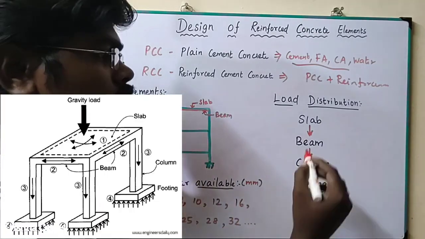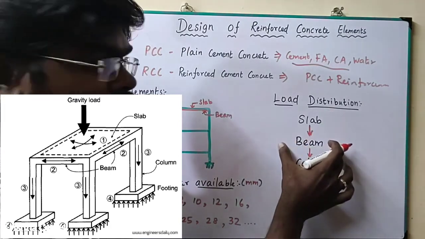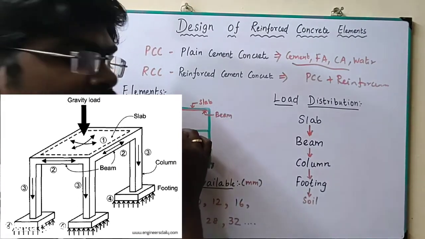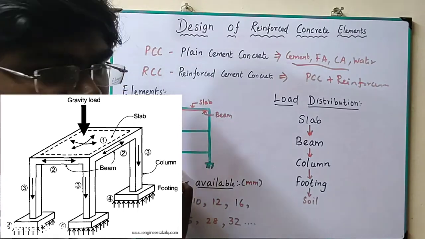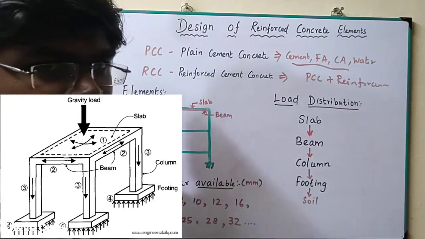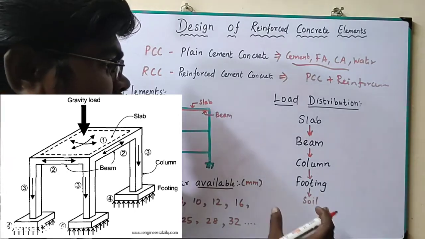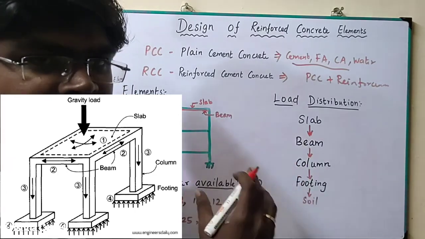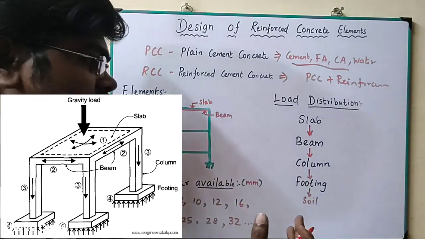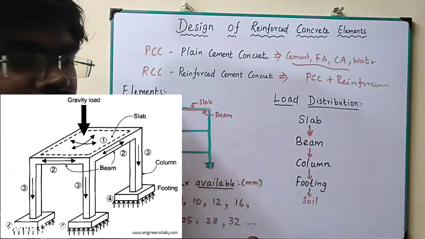Next, how is the load distributed on the building? First of all we design the slab, and the load transfers from the slab to the beam. After that the beam load is transferred to the column, then finally the column load is transferred to the foundation, and from the foundation the load is distributed to the ground, that is the soil. If the safe bearing capacity can withstand the overall load, based upon the soil conditions we will identify which type of foundation we prefer. Like that we will discuss the load distribution.